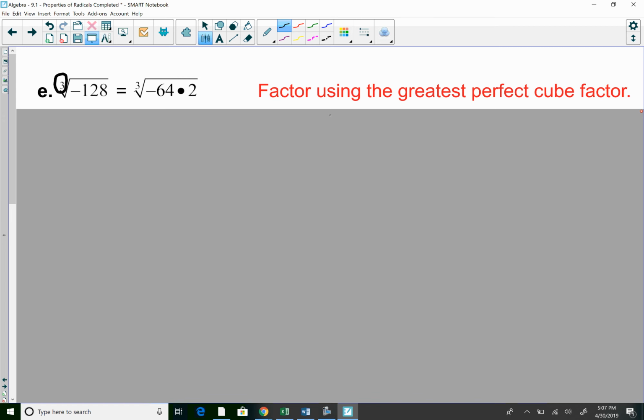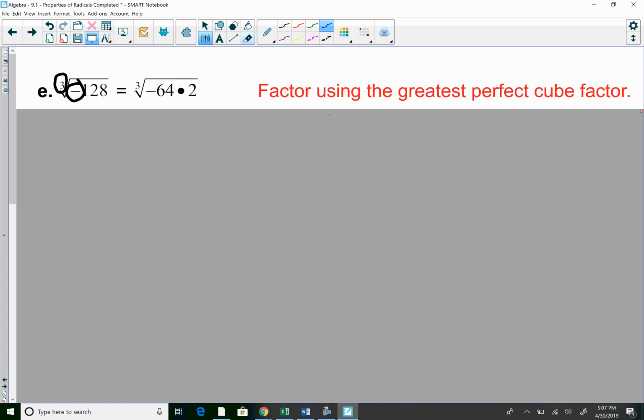Now, the other thing with cubes is that, remember, you can have negatives. You can take the cube root of a negative number. With odd roots, or odd indexes, you can have negatives on the inside. With even indexes, you can't. So you can take the root of a negative number as long as the index is odd.